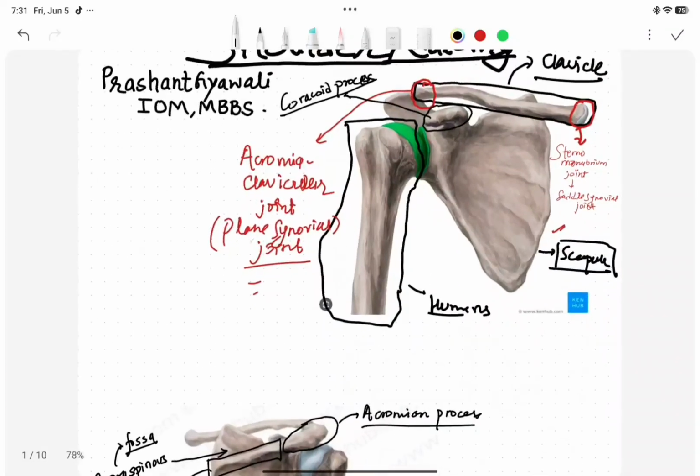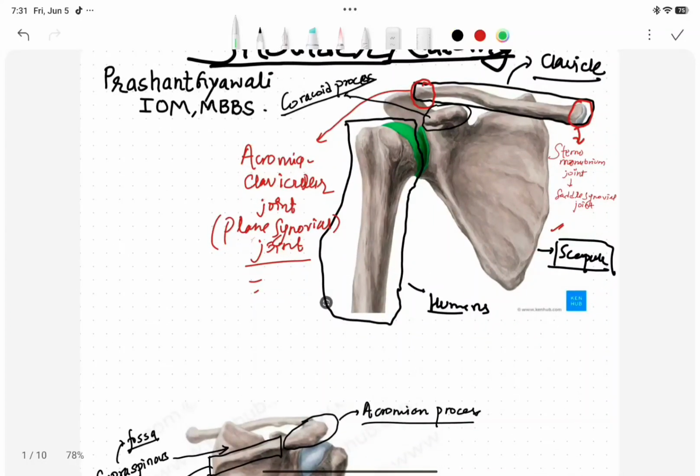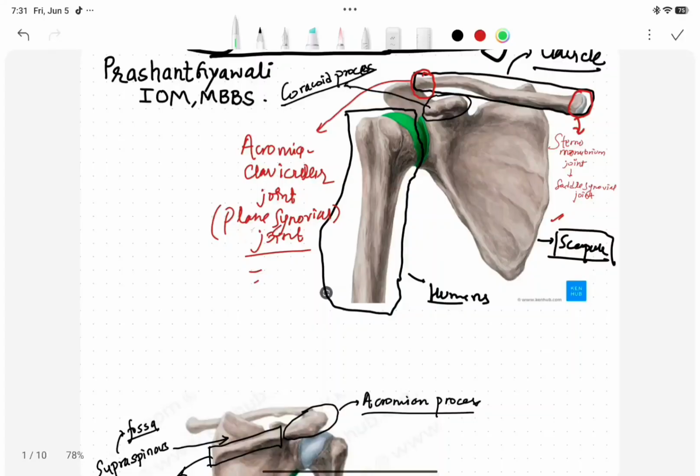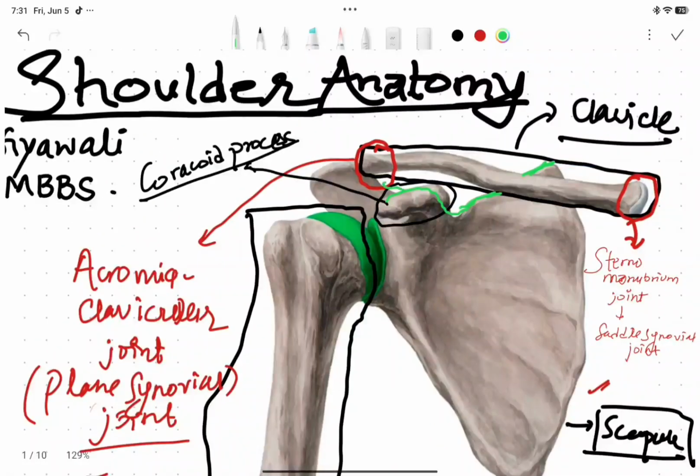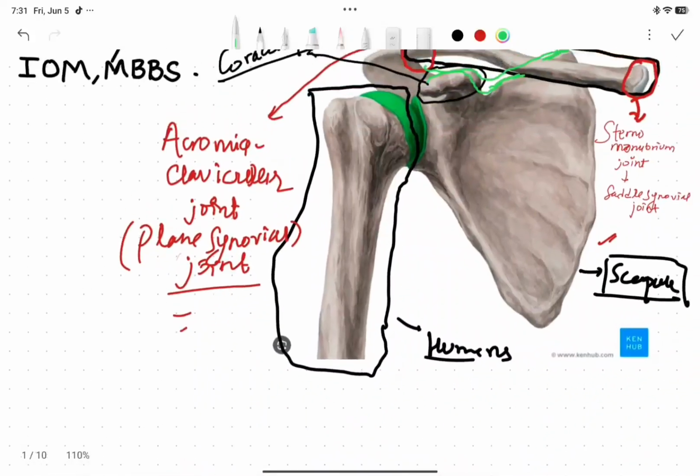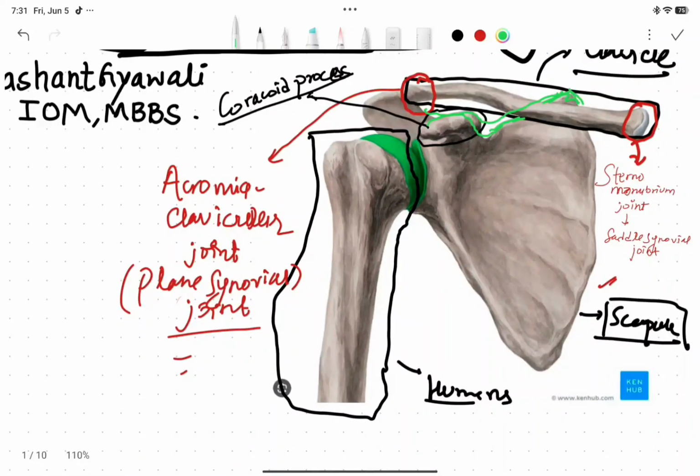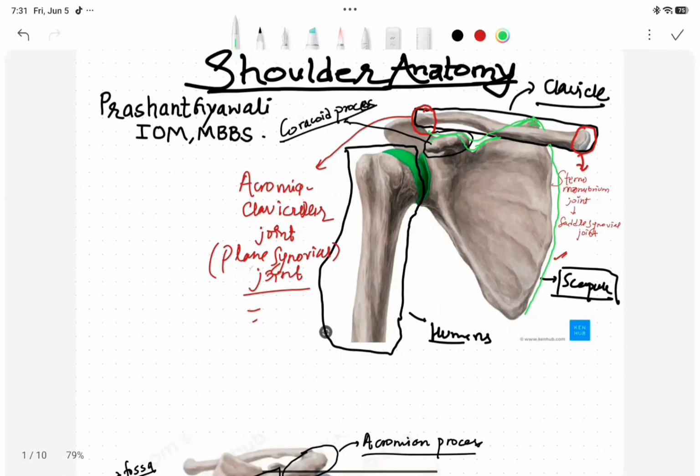The scapula has three borders, as you can see. This is the superior border. Okay, this is the superior, and this is the medial, because it lies to the medial side of the body, and this is the lateral border.